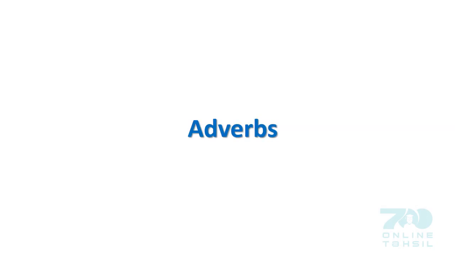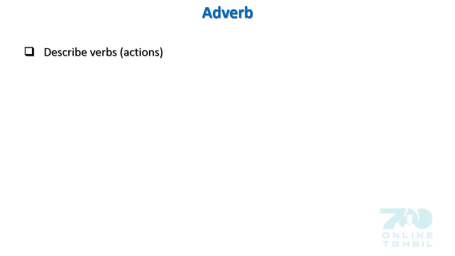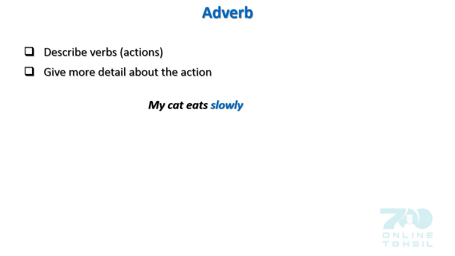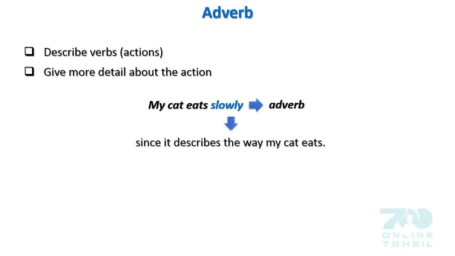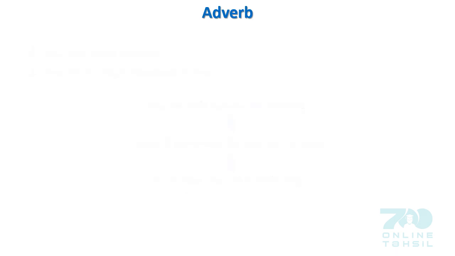Adverbs. Adverbs describe verbs, actions. They give more detail about the action. My cat eats slowly. Slowly is an adverb, since it describes the way my cat eats. How does my cat eat? Slowly. Adverbs will generally answer the question how.